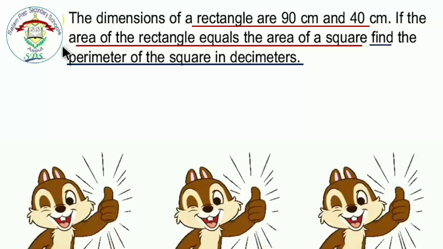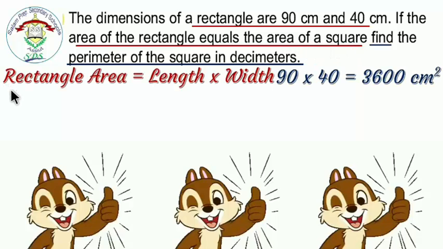And given also the area of the rectangle equals the area of a square. We can find the rectangle area: length times width. Length 90 times width 40. Please, in times we put zeros out. 9 times 4 equals 36. So the rectangle area will be 3600 square centimeter.